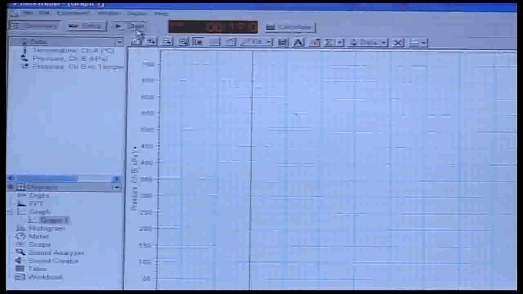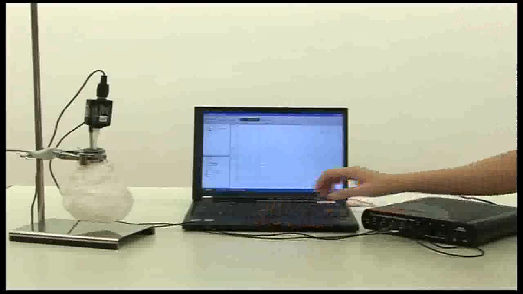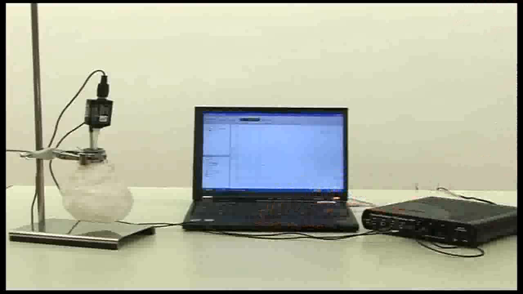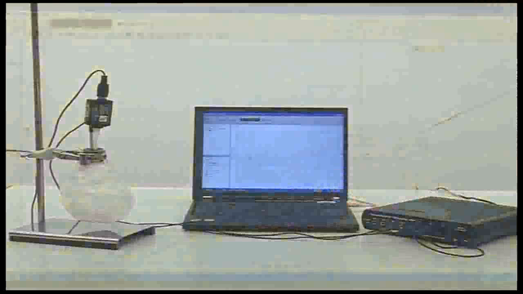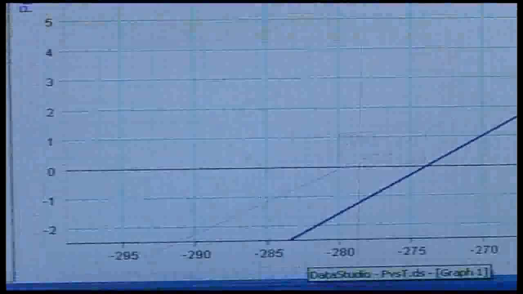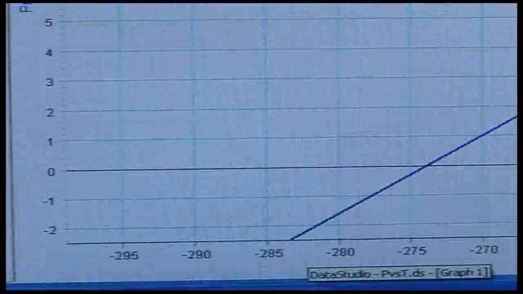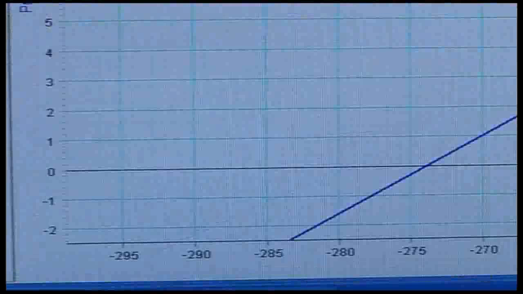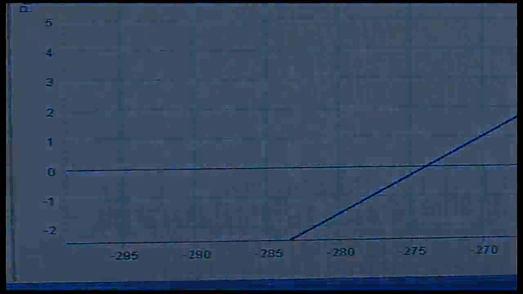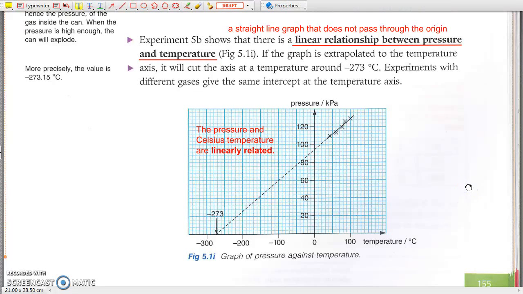Start the data logging program to record the pressure and temperature of the gas inside the flask. Note the PT graph recorded. What can you deduce from the graph? The volume of the flask does not change, while the gas pressure increases with temperature. But they are not directly proportional.